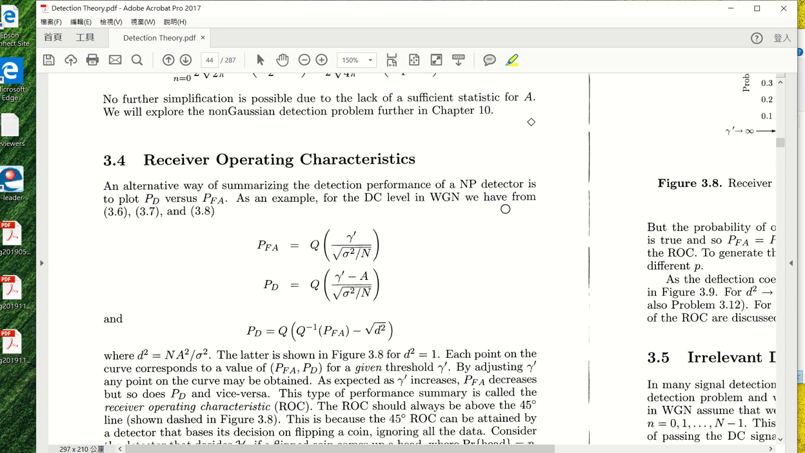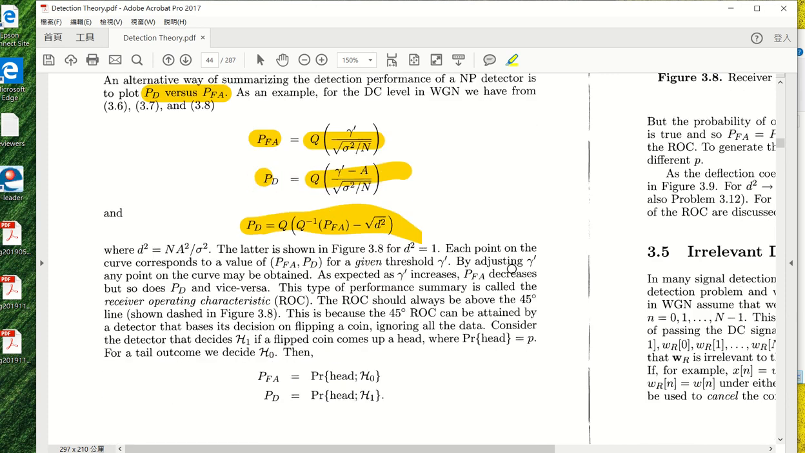And an alternative way of summarizing the detection performance of an NP detector is to plot PD versus PFA, which is something like this. PD versus PFA. As an example, for the DC level in WGN, we have from this PFA equal to this, right? We did it. And we have PD with respect to this, and PT to this, which we all did. So not a problem here.